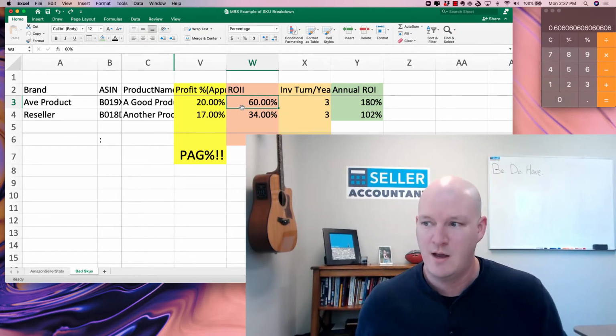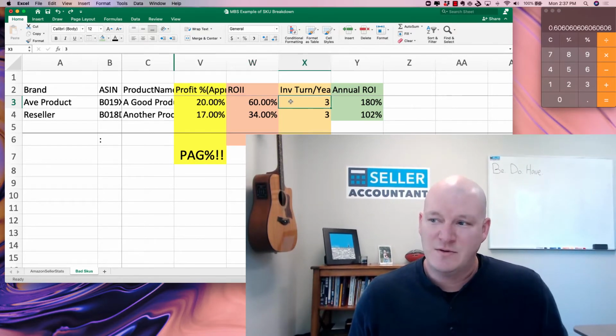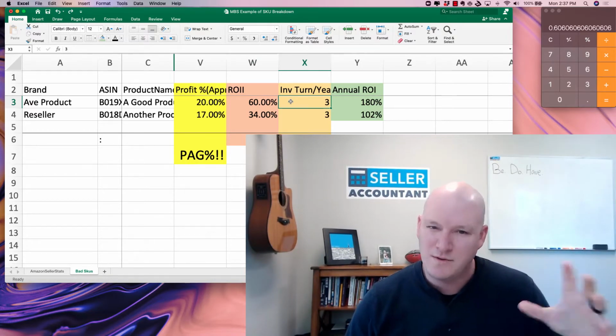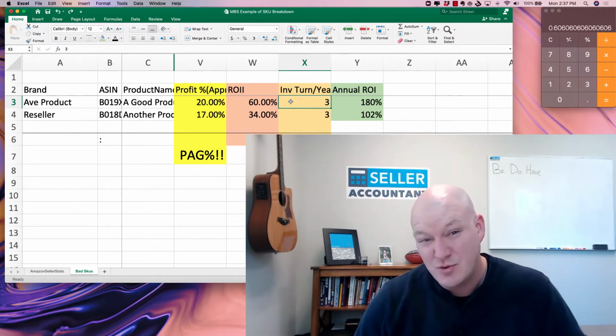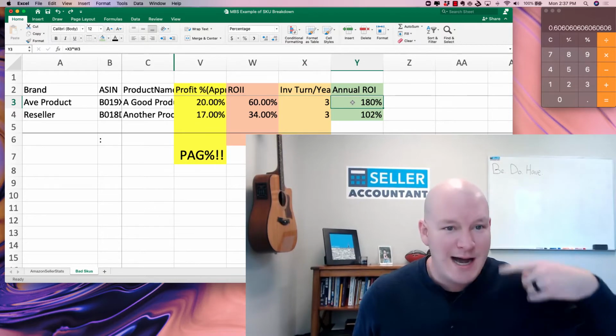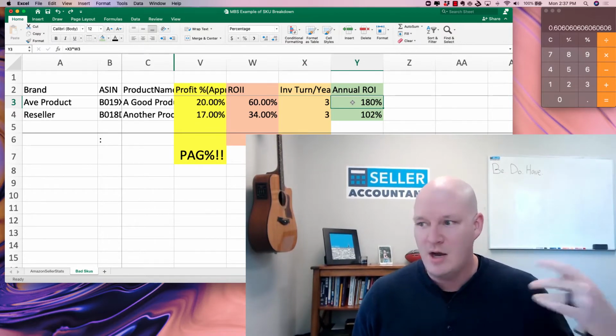Now, the average seller is somewhere in the neighborhood of 3 turns per year. So not quite every quarter, although some sellers are better. They're getting it closer to 4 times a year. That would be ideal. And as a result, the annualized ROI is about 180%.